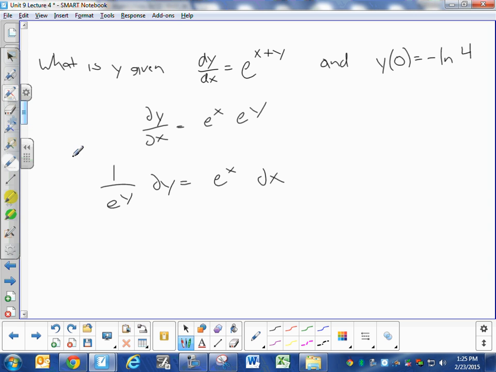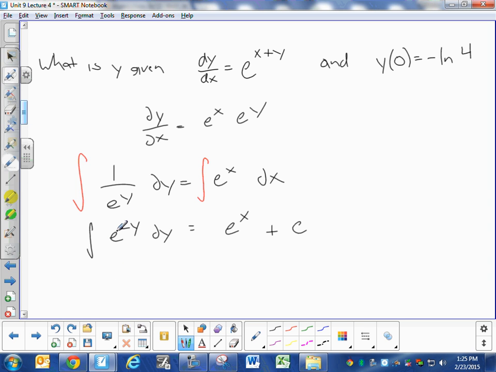Ready to antiderive both sides. Well, the antiderivative of e to the x is just e to the x. What is the antiderivative of 1 over e to the y? Is it just y? No. Negative e to the negative y is correct. How did you get that, Miss Quinn? I subject the negative y whenever you have a negative variable.